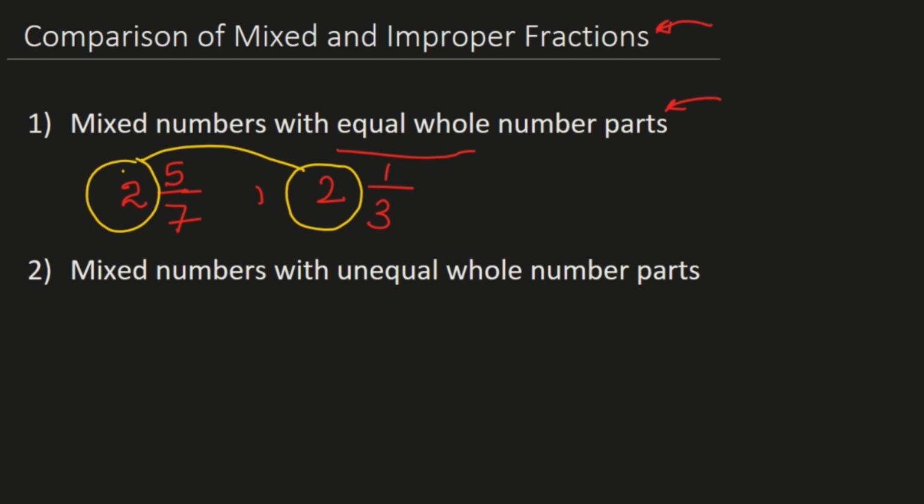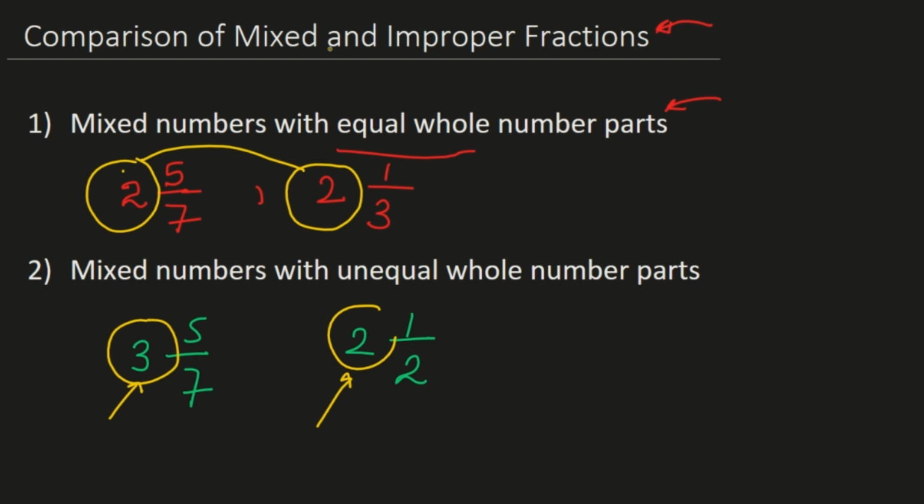So in the second part, we are discussing mixed numbers with unequal whole number parts. For example, the whole number part should be unequal, right? 3 and 5 upon 7. The other one is 2 and 1 upon 2. So what happens here? You can see the whole number part. Here it's 3 and here it's 2. The whole number parts of the mixed numbers are different. So in such cases, how do we do the comparison?